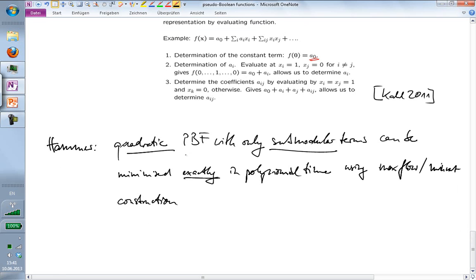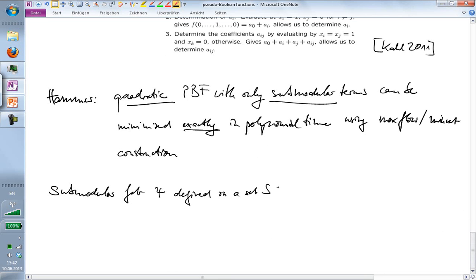Now, quadratic, we know what it is. What does submodular mean? So a submodular function, let's say psi on a set S, there are various definitions of submodularity, but they're equivalent. One of them reads as follows.